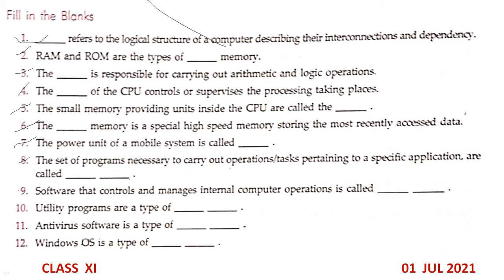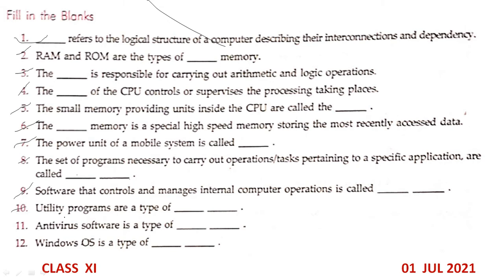Question number 9. Software that controls and manages internal computer operations is called... The software that controls and manages internal computer operations is called operating system. Answer is operating system.